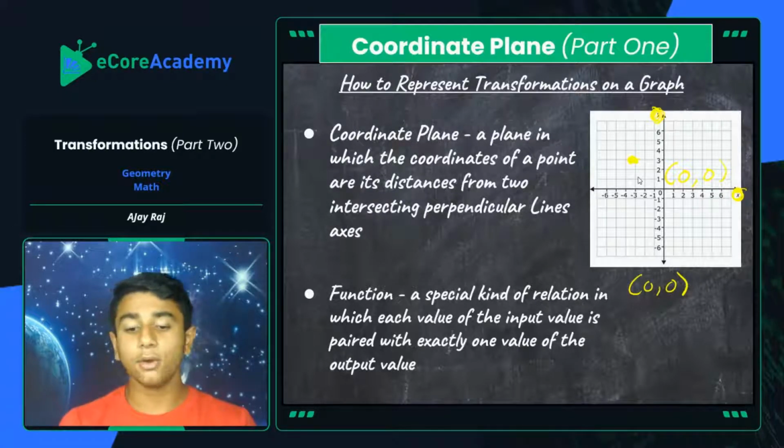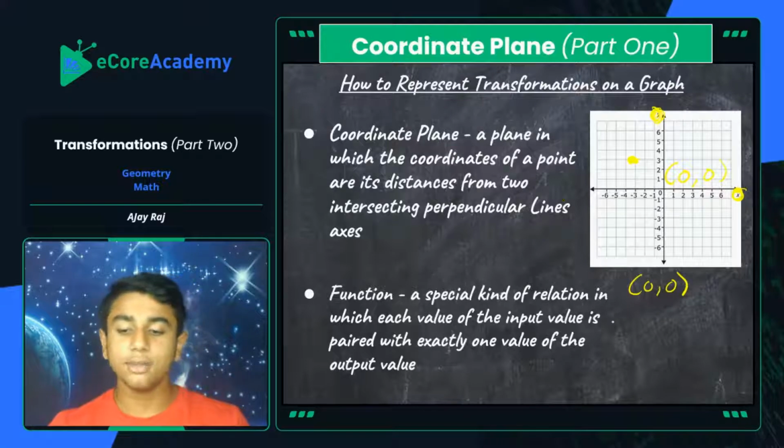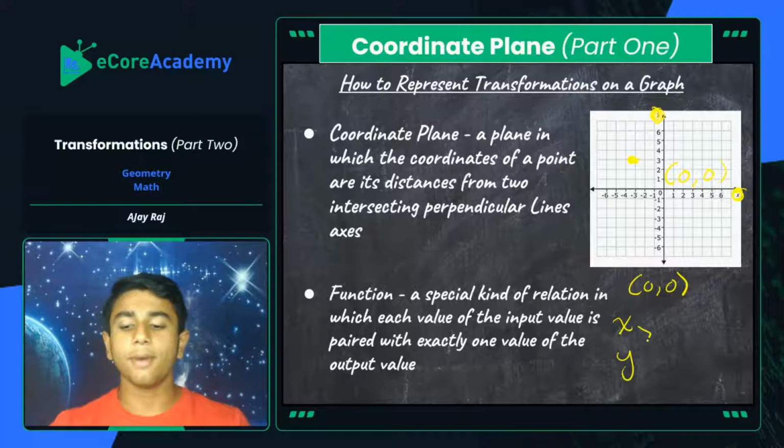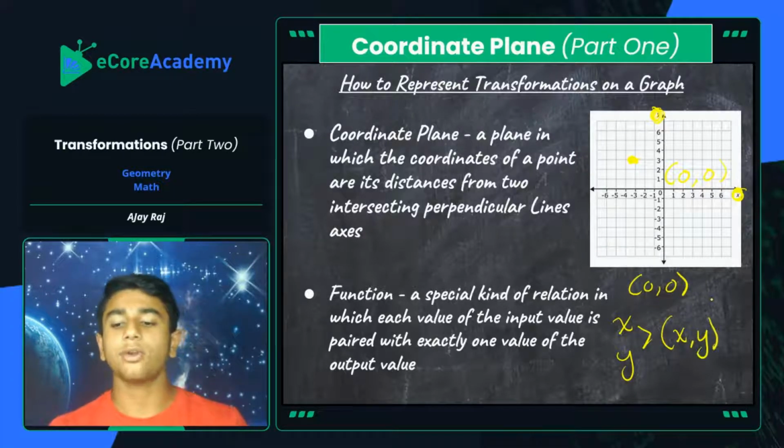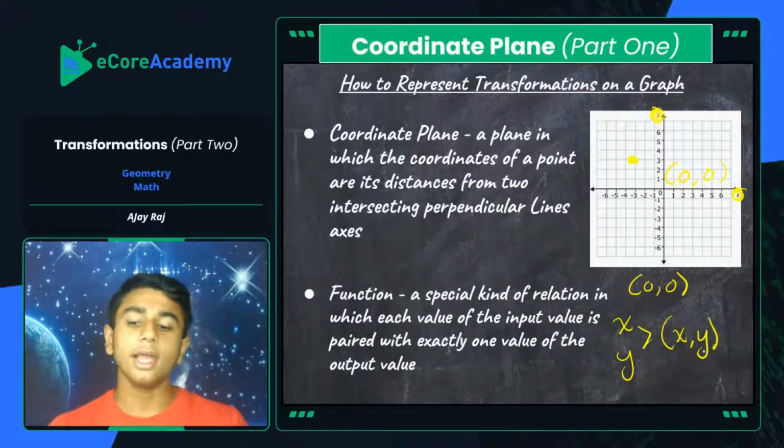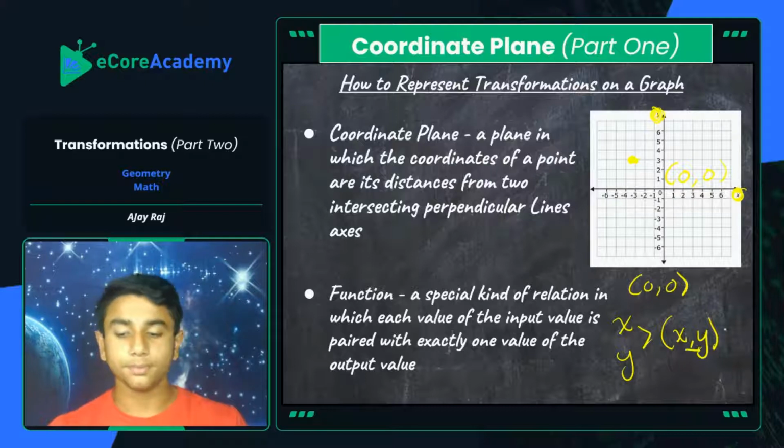So if you don't already know, for a function, the input is always your x value and your output is always your y value, and they both combine into a singular coordinate in the form of (x, y). So your x coordinate, or your x number, comes before the y value, and they're indicated within parentheses and separated by a comma, as shown.